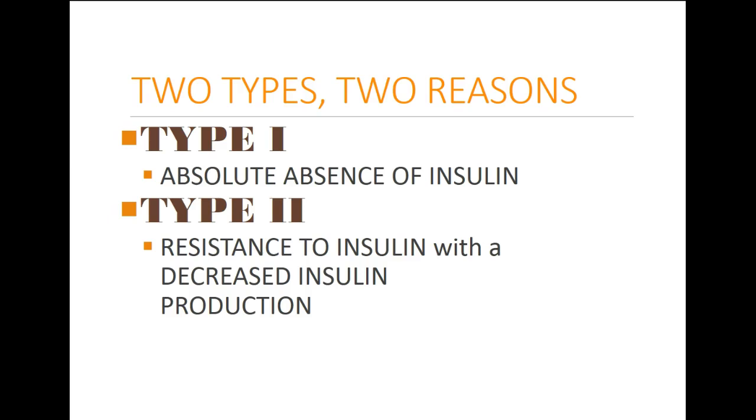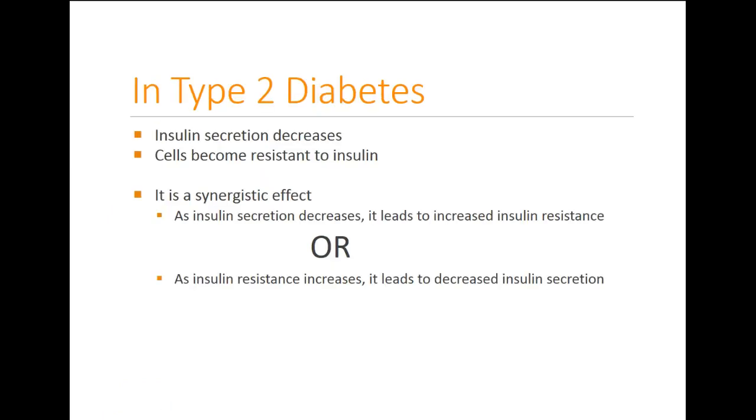Remember, type 1, you have absolute absence of insulin. In our type 2s, you have a resistance to insulin with a decreased insulin production. So in type 2 diabetes, again, insulin secretion decreases, cells become resistant to insulin. There is a synergistic effect where as insulin secretion decreases, it leads to an increase in insulin resistance, or as insulin resistance increases, it can lead to a decrease in insulin secretion.